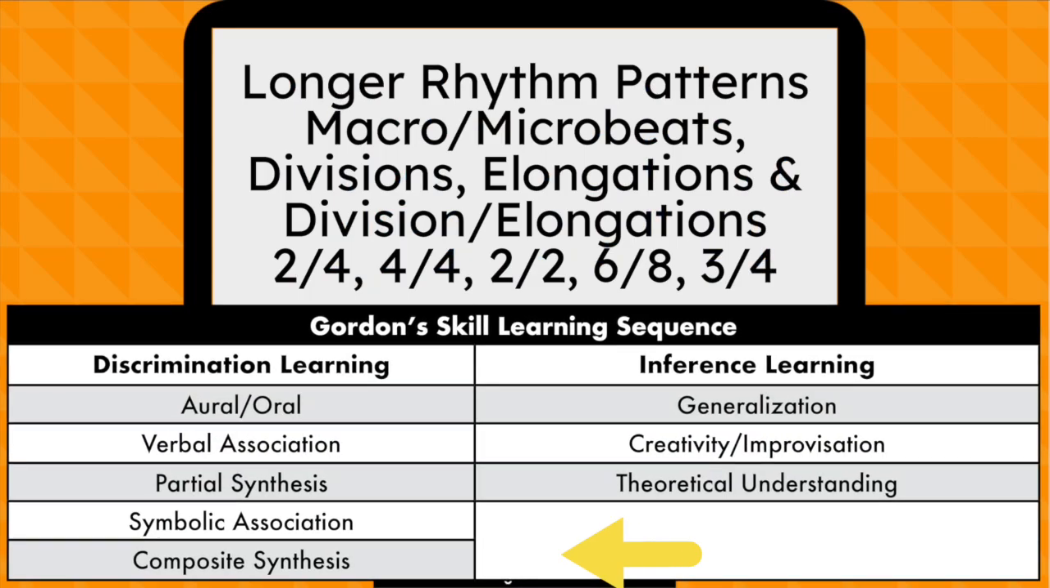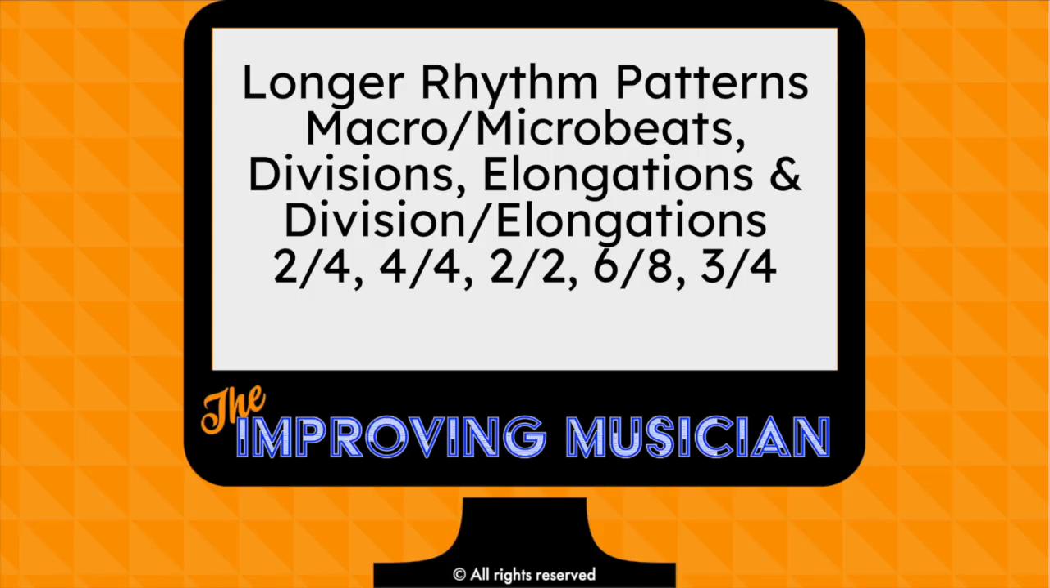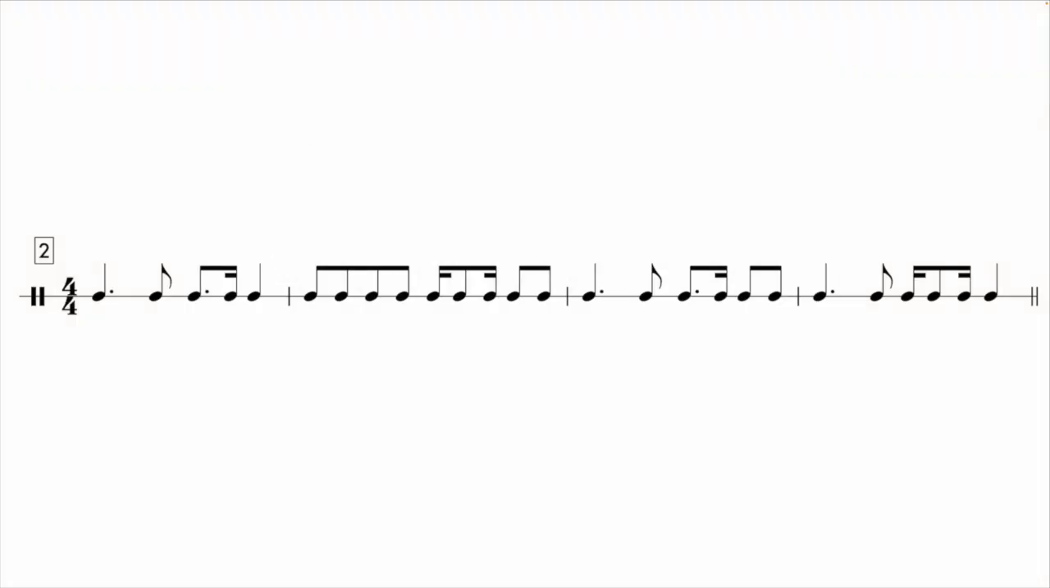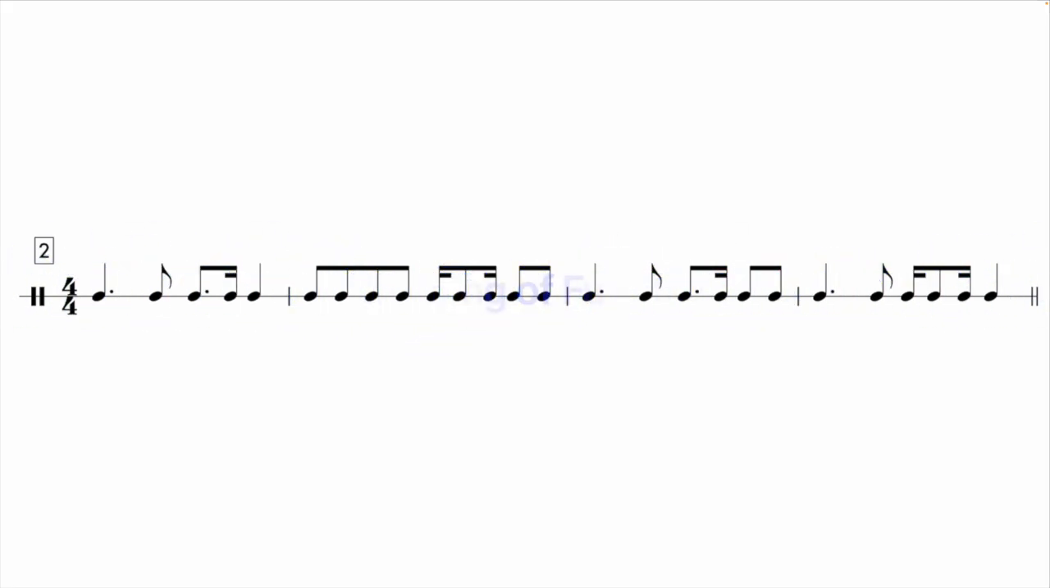Now, composite synthesis. Let's assume that we have done that same thing in 2/4, 4/4, and 2/2. And now let's combine macrobeats and microbeats and divisions and elongations and division elongations. And that's where the composite synthesis comes in, is the combining of rhythmic functions. Now again, for older students, you could just throw them off the cliff and see what they can do. But for younger students, you might need to chunk it out, divide the measure in half.